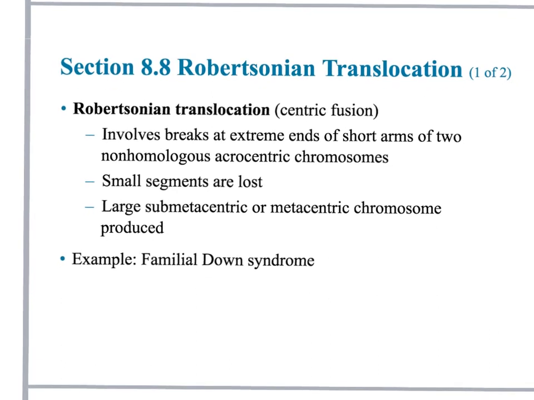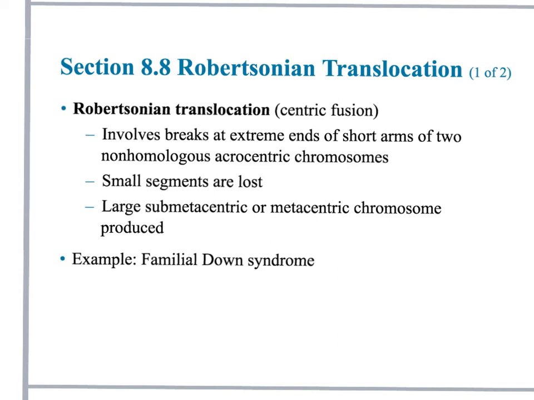And then a Robertsonian translocation involves a break at the extreme ends of the short arms of two non-homologous acrocentric chromosomes, and that means the small segments are lost, and large submetacentric or metacentric chromosomes end up getting produced. That would be an example of familial Down syndrome. The origination of Down syndrome that's inherited is because of a Robertsonian translocation, not the trisomy.